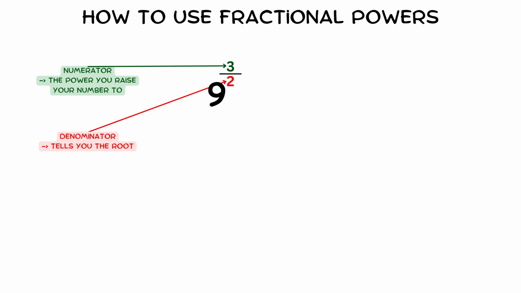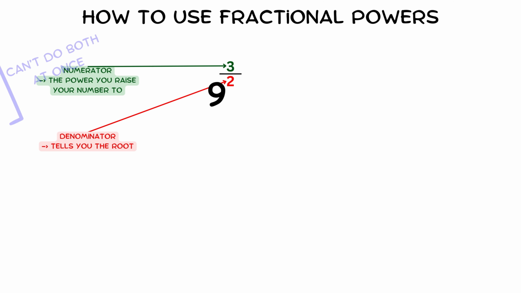Whenever you see a fractional power like this, you want to think of the numerator and the denominator separately, where the numerator tells you the power that you need to raise your number to, and the denominator tells you the root that you need to take. So here, the 3 tells us that we need to cube the 9, and the 2 tells us that we need to take the second root, which just means the square root.